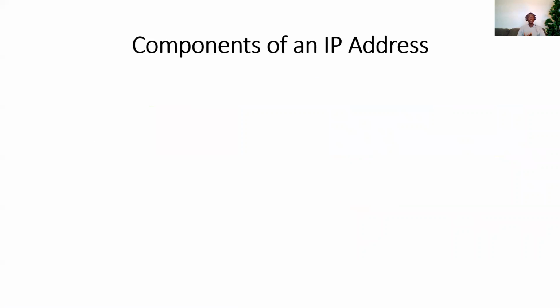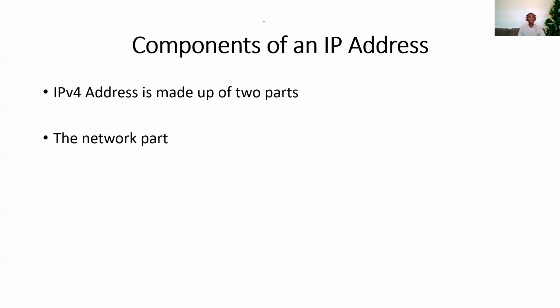All right, let's move on to the next thing, which is the various components that make up an IP address. So for every IPv4 address you have, it has 2 main components or two main parts. The first part is referred to as the network part, and the second part is referred to as the host part.